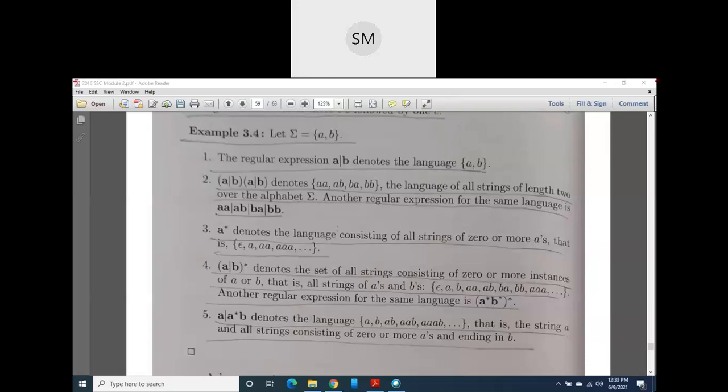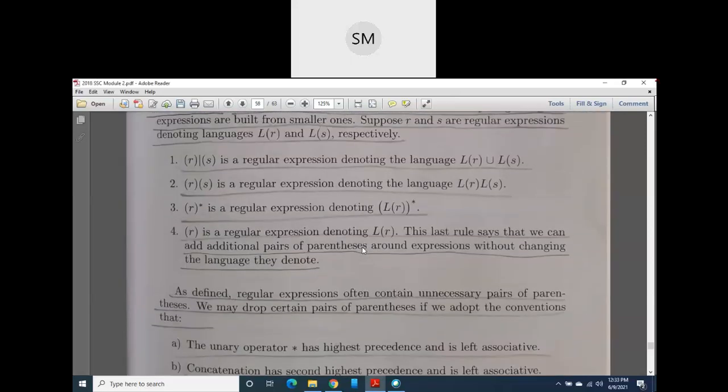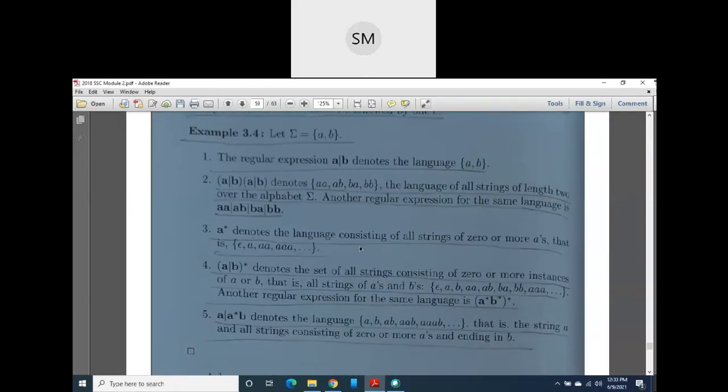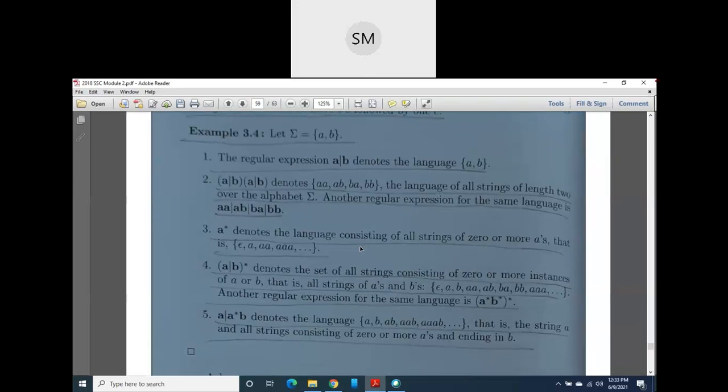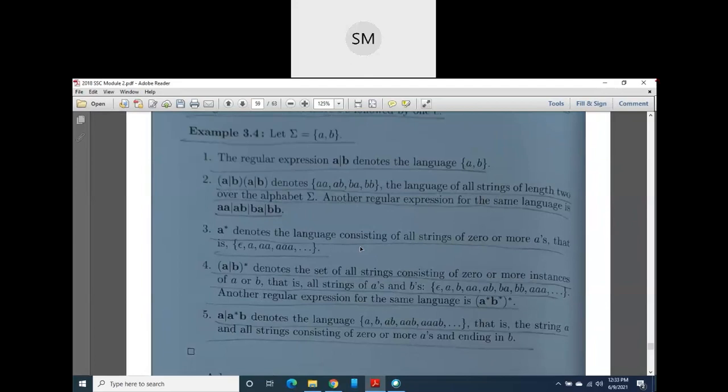Okay, so just now I told you some rules, like basis rules and induction rules, to write the regular expressions, and how we can eliminate the unnecessary pairs of parentheses. Also, I have told you that because of the precedence of operators like star, concatenation, and union, and their associativity, we are able to eliminate the unnecessary parentheses or brackets, right? So let us see one example here, then you will understand very easily how to write the regular expressions and how they work.